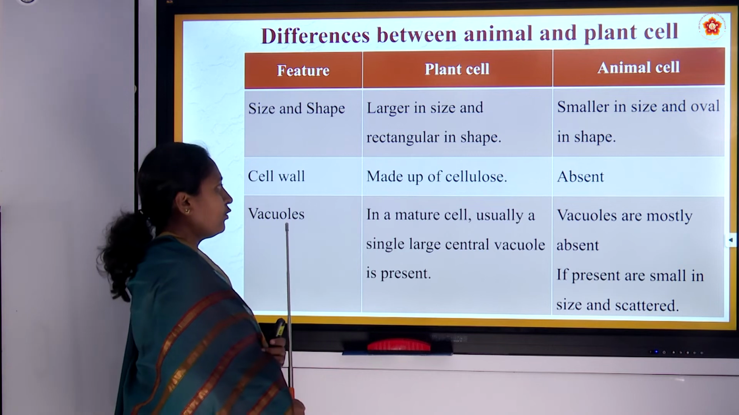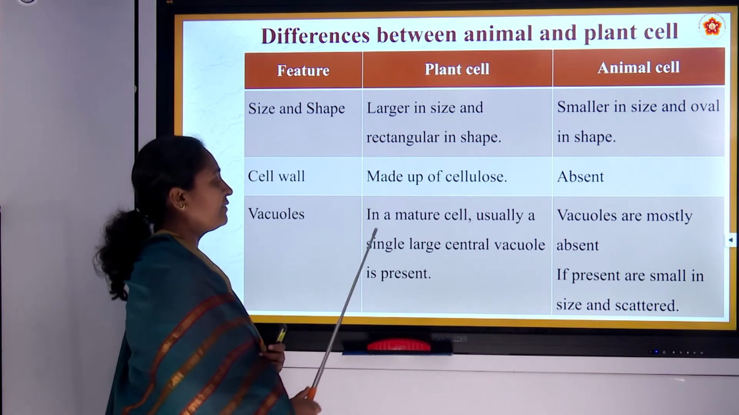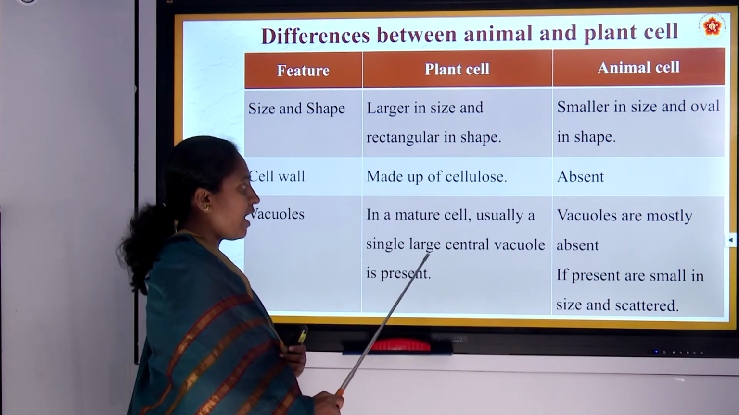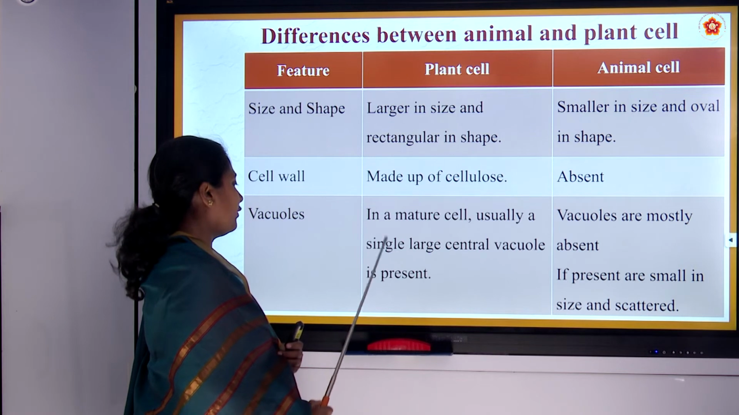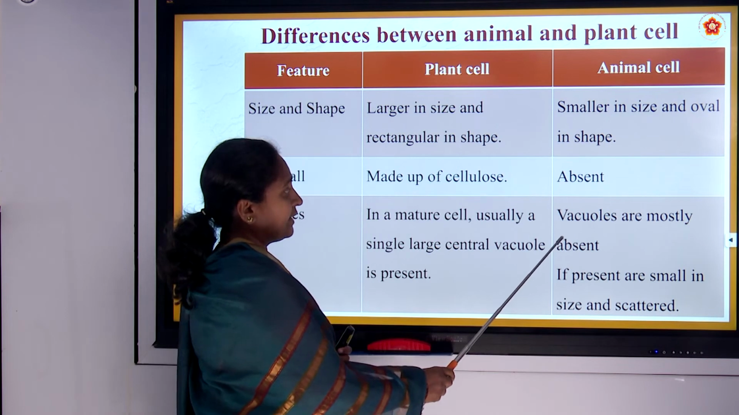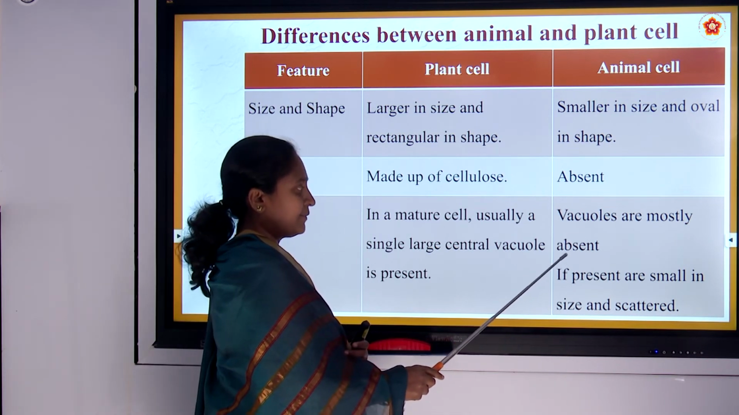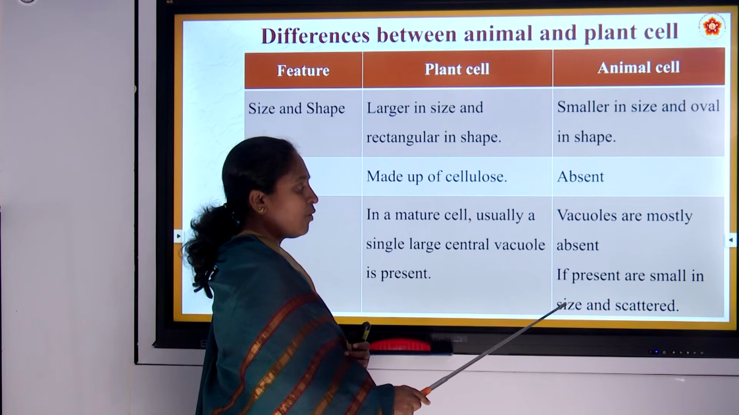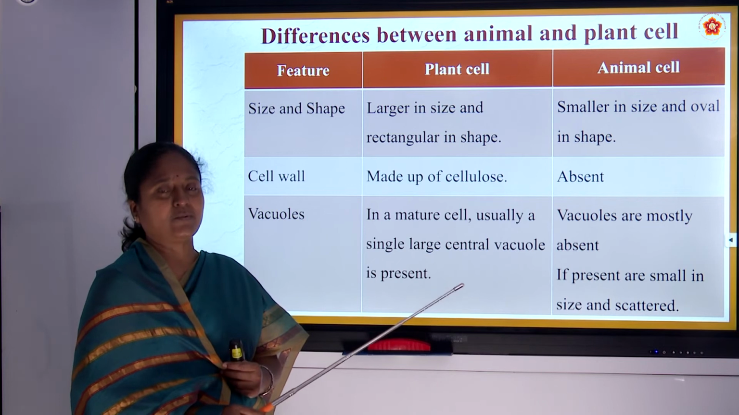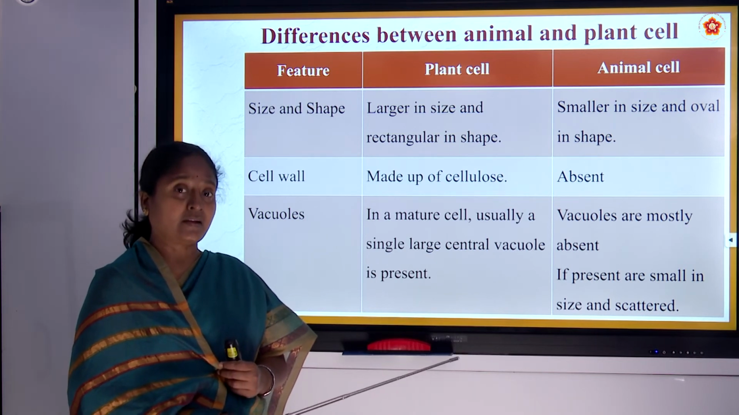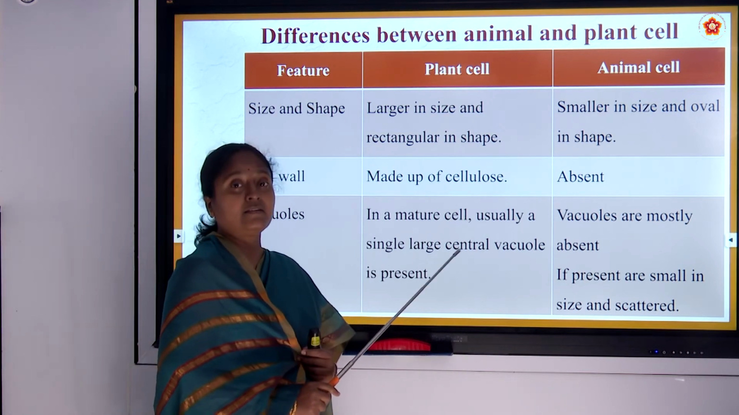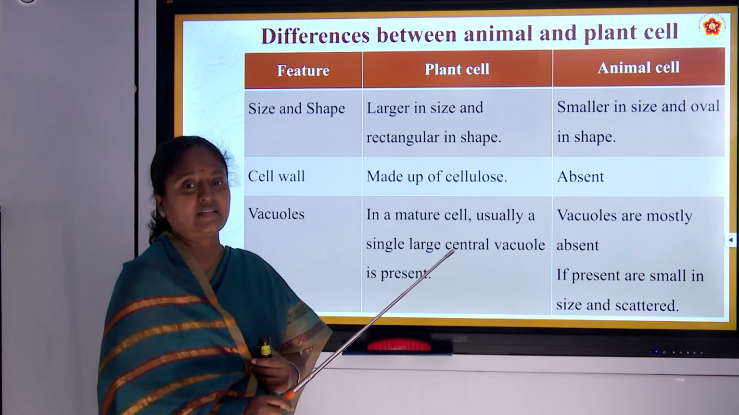And next is the vacuole. Vacuole will be present in the plant cell, right. We have already seen that in a mature cell, usually a single large central vacuole is present in the plant cell. Whereas in animal cells, the vacuoles are mostly absent. If present, they are very small in size and scattered around. It is not localized. It won't be a big large vacuole as in plant cell. We cannot see that.